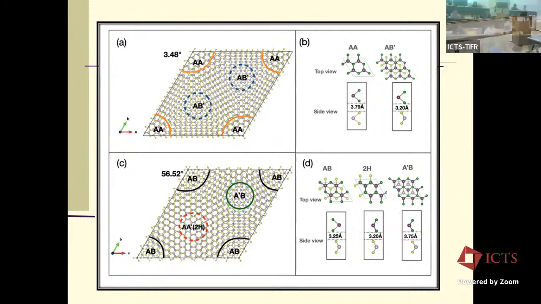I couldn't quite tell if the spin-orbit coupling was included. The spin-orbit coupling has been included, and yeah. Thank you.